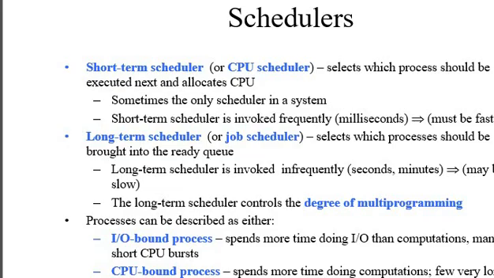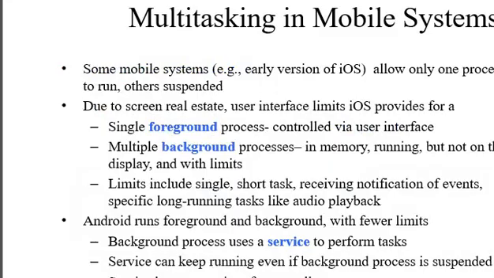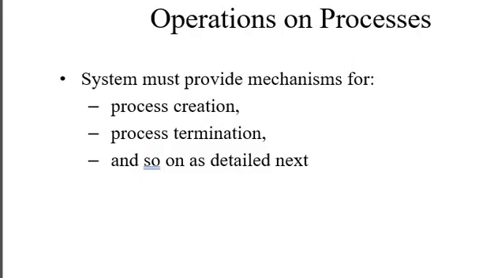And for the scheduler, we have the short term scheduler and the long term scheduler. In this, the I/O bound process and the CPU bound process will be executed, and the degree of multiprogramming is controlled by the long term scheduler, which handles process addition. In terms of the medium term scheduler, the swap function, swap in and swap out, will be executed. And there is multitasking in mobile, which has a single foreground process, and background processes and services, for the executed state.